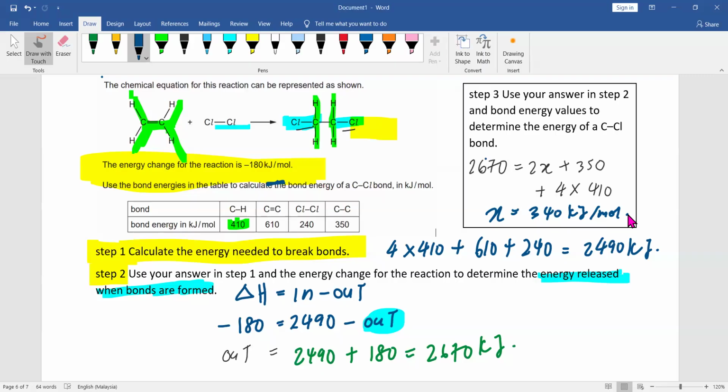Do you understand? Who is not understanding? Okay, the answer is 340. Do you understand why or not? Does everybody get it?